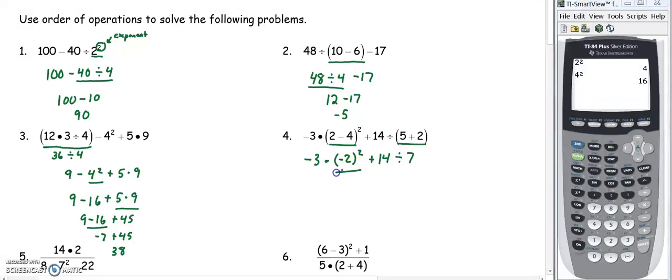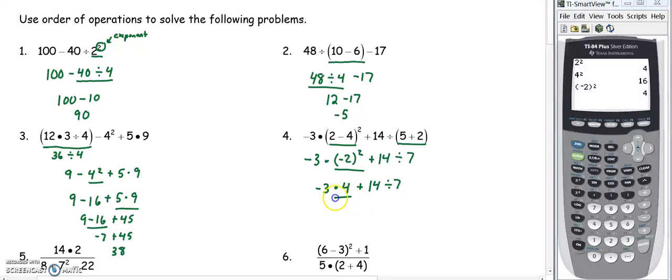Now, I see an exponent, negative 2. This is where you have to be careful. In your calculator, because it's a negative number, you need to use parentheses. So open parenthesis, negative is down here at the bottom next to the decimal point. So I have negative 2, close parentheses, and now I can do my exponent. Make sure that negative is enclosed in the parentheses or it's going to give you the wrong answer. So I get 4. So now I have negative 3 times 4 plus 14 divided by 7.